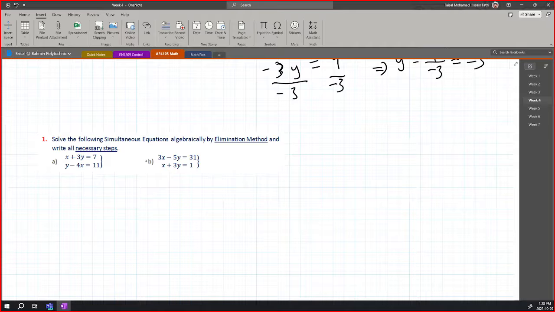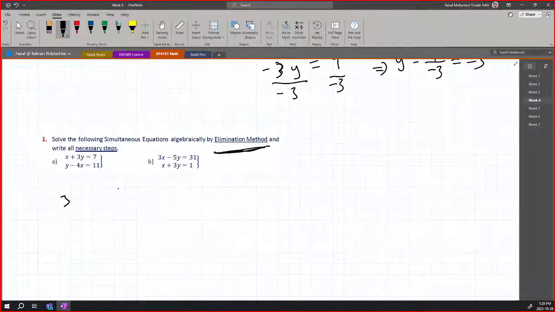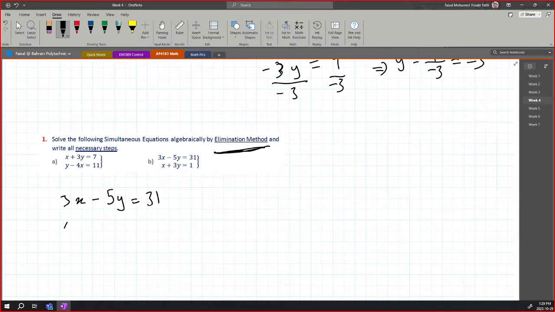We will solve this again, part B. And then we are using the elimination method. 3x minus 5y is equal to 31, and then x plus 3y is equal to 1. Okay, so we have a simultaneous equation. We have two equations and two variables that we need to find.